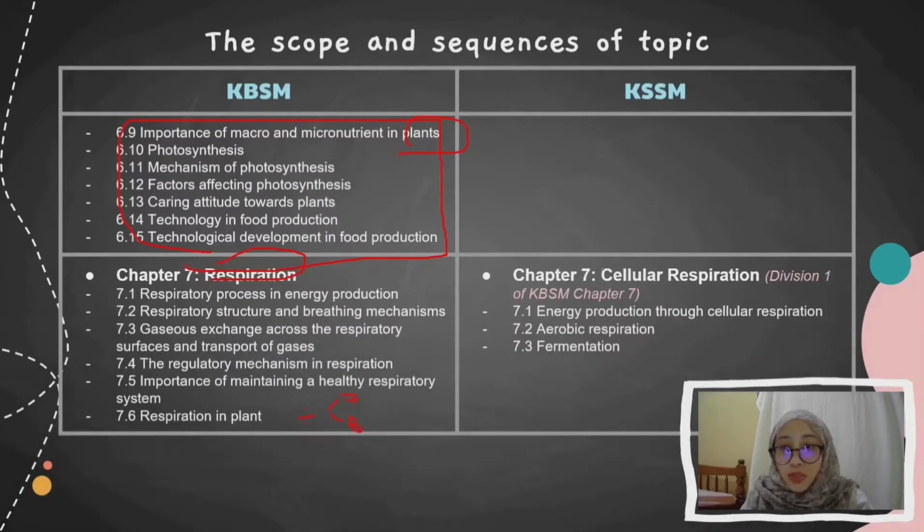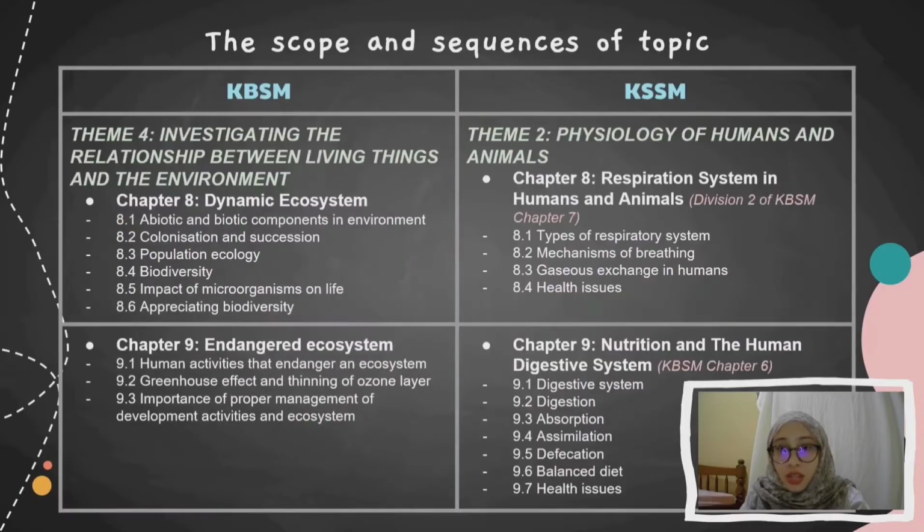Okay, so here is the first division, KSSM chapter 7, which is cellular respiration. Here the student will learn general knowledge about cellular respiration, aerobic respiration, and fermentation. And then the student will learn about the structure of the respiration system in human and animals in chapter 8 KSSM.